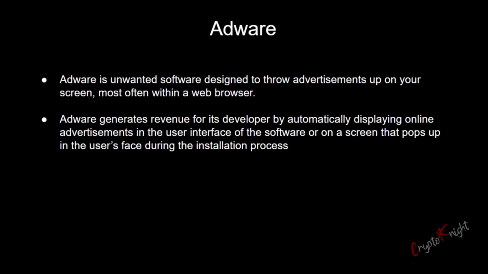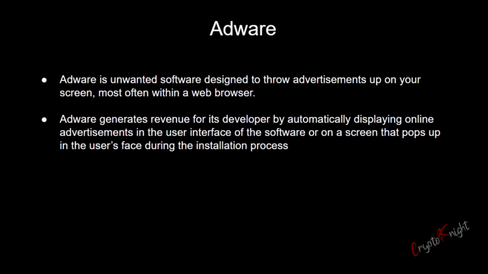Next comes adware. We are familiar with this type of malware, but we don't generally consider it malware. Adware is any unwanted software designed to throw advertisements up on your screen, most often within a web browser. The ads that come before YouTube videos are not adware. Those are genuine ads. But sometimes you visit some websites and ads start popping up. That is adware.